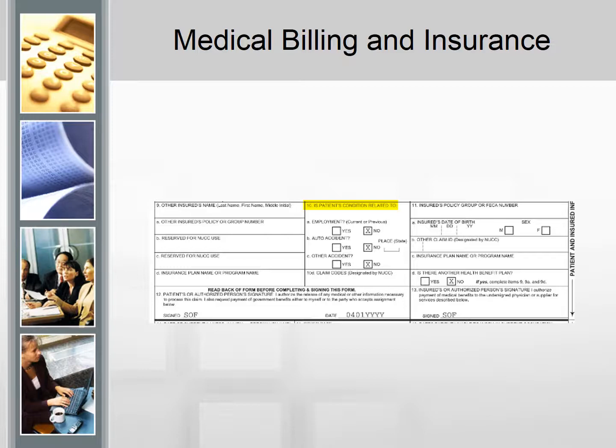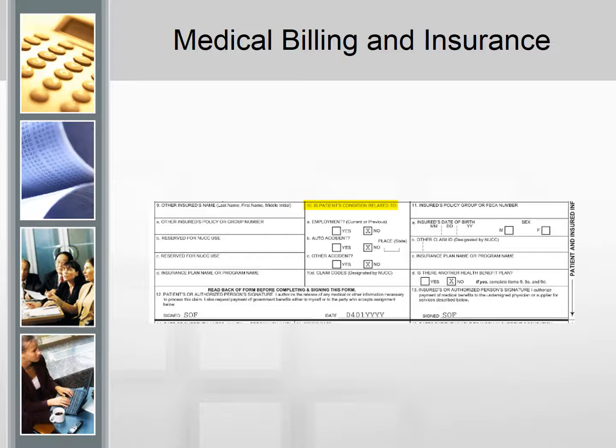In block 10, you can see I have something else highlighted here. This is asking us, is the patient's condition related to, and then it lists employment, auto accident, or other accident. A lot of people tend to look at this quickly and see employment, and they think that's asking, is the patient employed? And they put an X in the yes box. Remember, this is asking specifically, is their condition related to their employment, not whether or not they are employed.